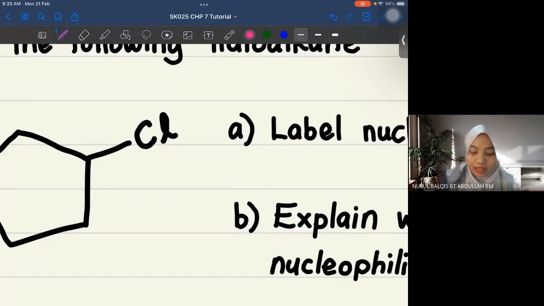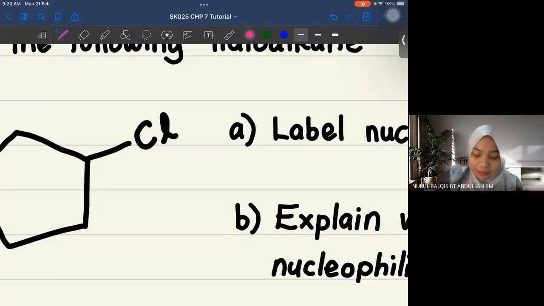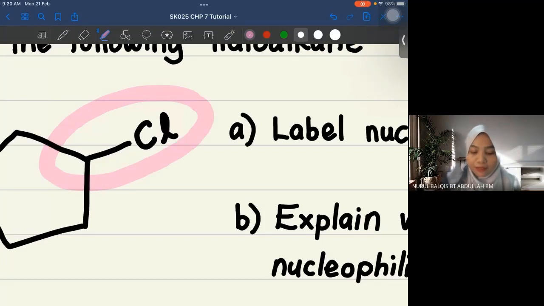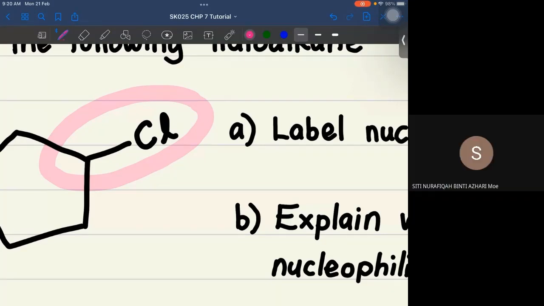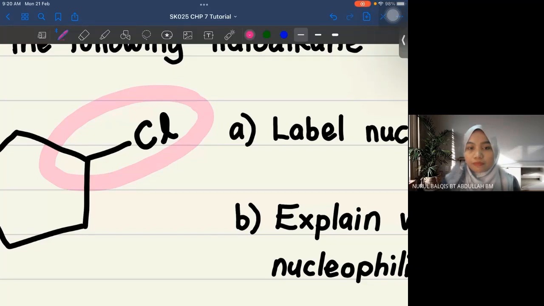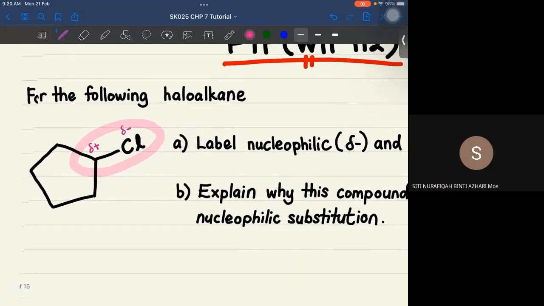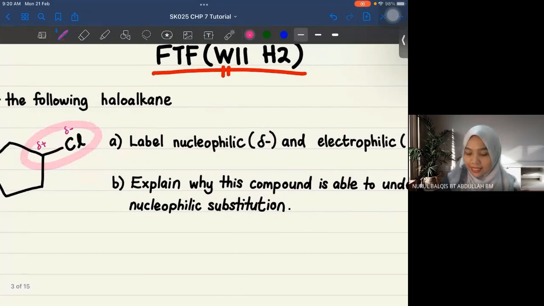So between the carbon, now we are looking at this carbon bearing the chlorine. Okay, between carbon and Cl, siapa yang akan ada highly negative, more electronegative atom? C or Cl? Cl. Okay, jadi kita letaklah partially negative. Okay, lepas tu yang carbon adalah partially positive.